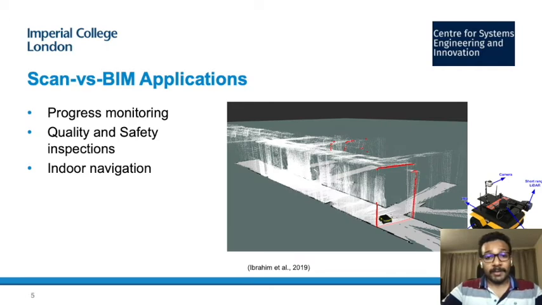One of the newer applications of Scan versus BIM is robotic navigation as well as indoor localization for augmented reality applications. Here, the point cloud is compared with a building information model to determine where the augmented reality device or the robot is, and then using the building information model to plan a path towards the particular area that the robot or the person in augmented reality should reach. These are some of the few applications of Scan versus BIM. However, the potential is limitless.